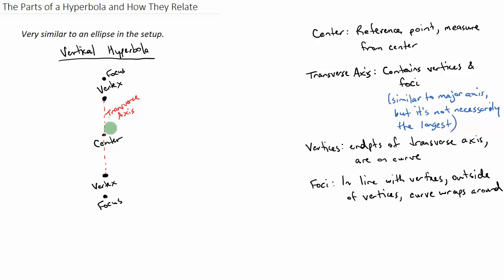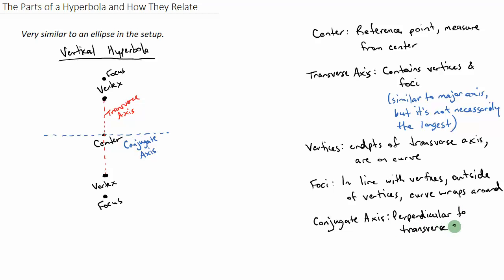Next, we've got everything vertical that we need. Now we need the horizontal piece. So let's say this is the horizontal piece, this axis here. This is called the conjugate axis. The conjugate axis is perpendicular to the transverse axis. And you can see here the conjugate axis happens to be longer than the transverse axis. It doesn't have to be, but it can be.